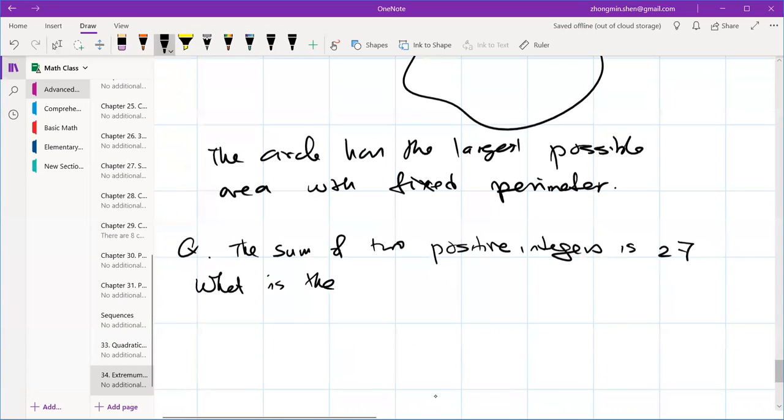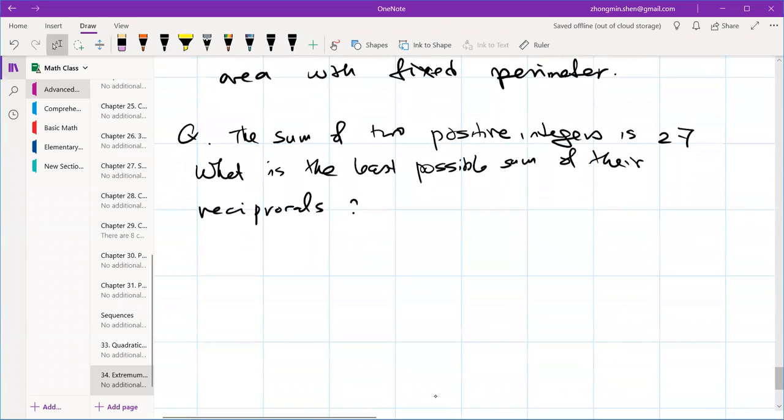What is the least possible sum of their reciprocals? Okay.